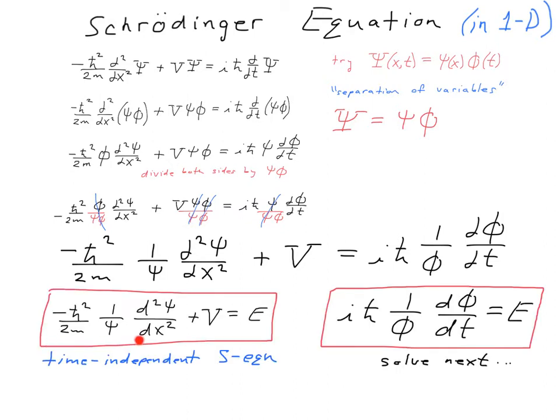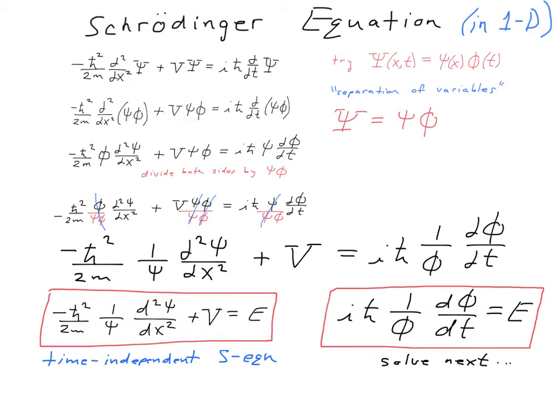There's this one here, which depends only on space. This is known as the time-independent Schrödinger equation. To get any further on solving this equation, we need to know the functional dependence, how this potential energy function specifically depends on position. Otherwise, we can't go any further with that.